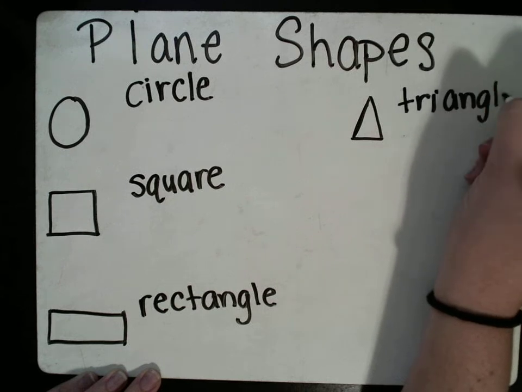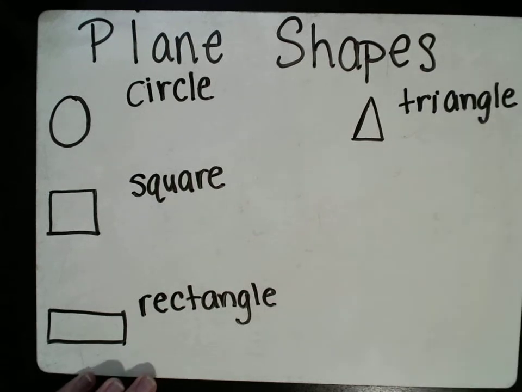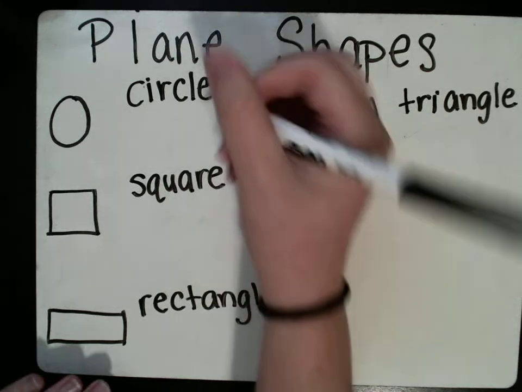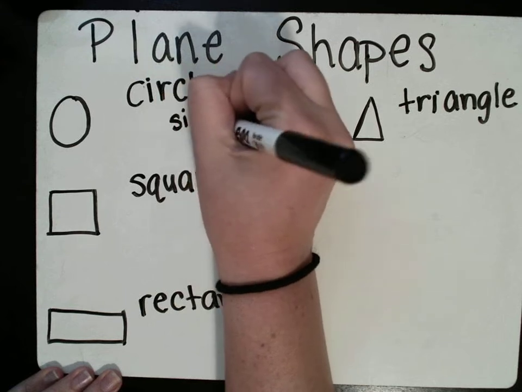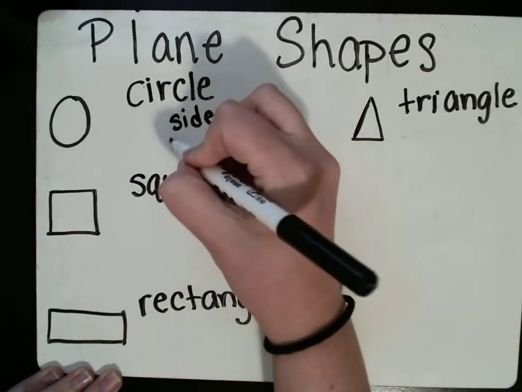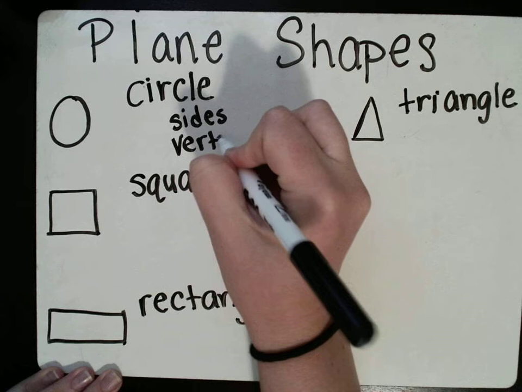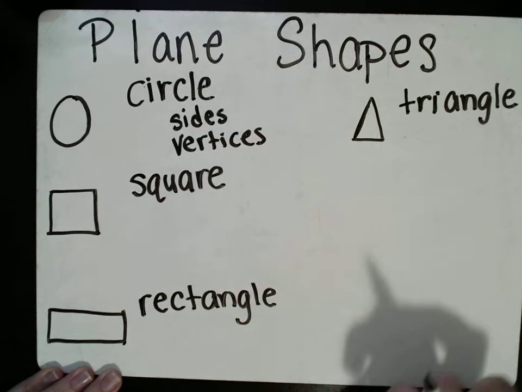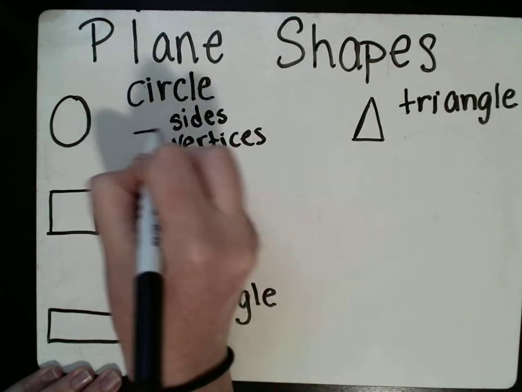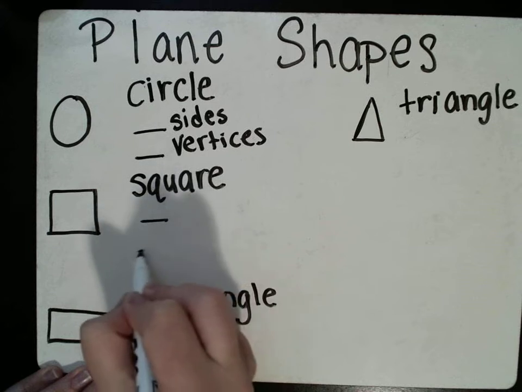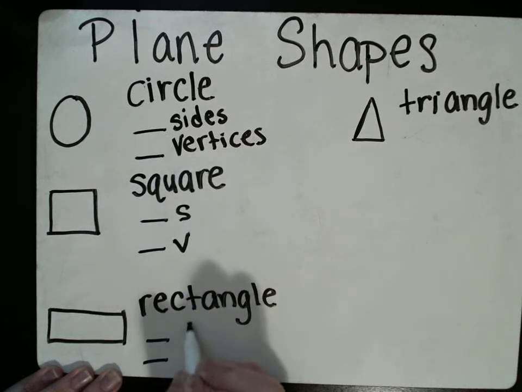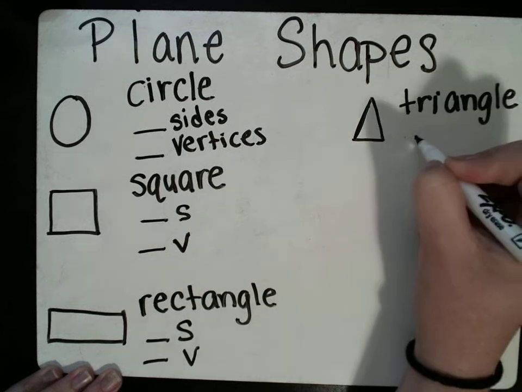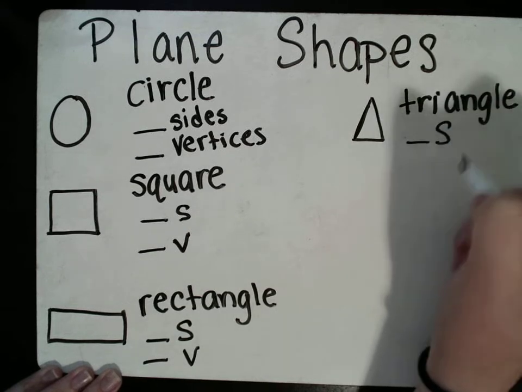Now, we can see that these are all very different, but the way we describe plane shapes is by the number of sides that they have and the number of vertices they have. So, vertices are where the two sides come together to make a point.